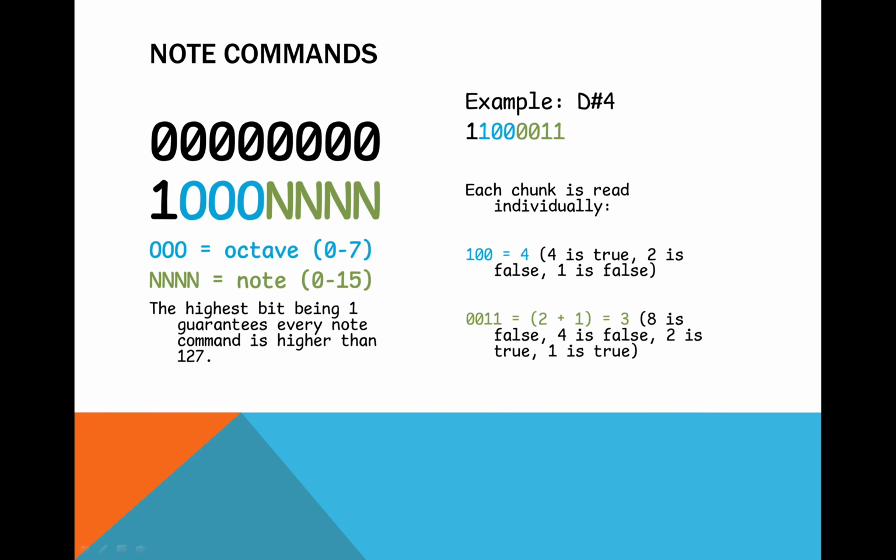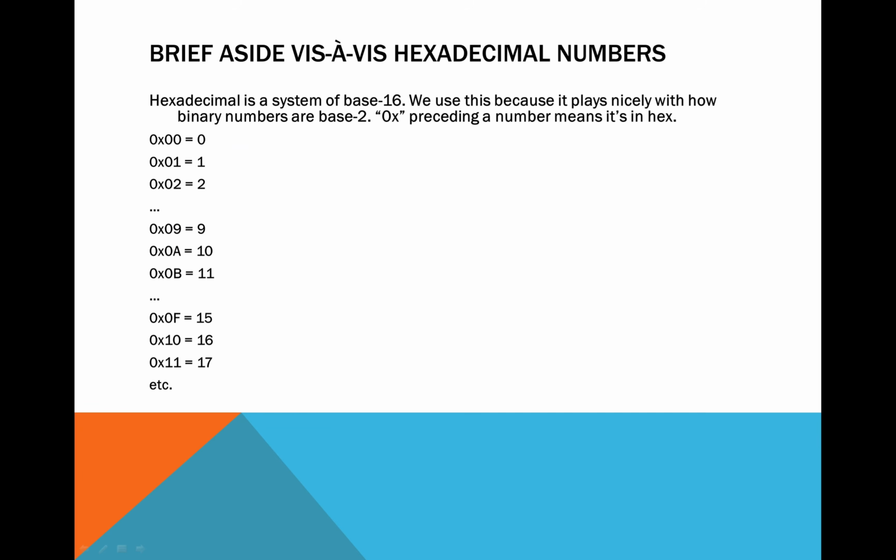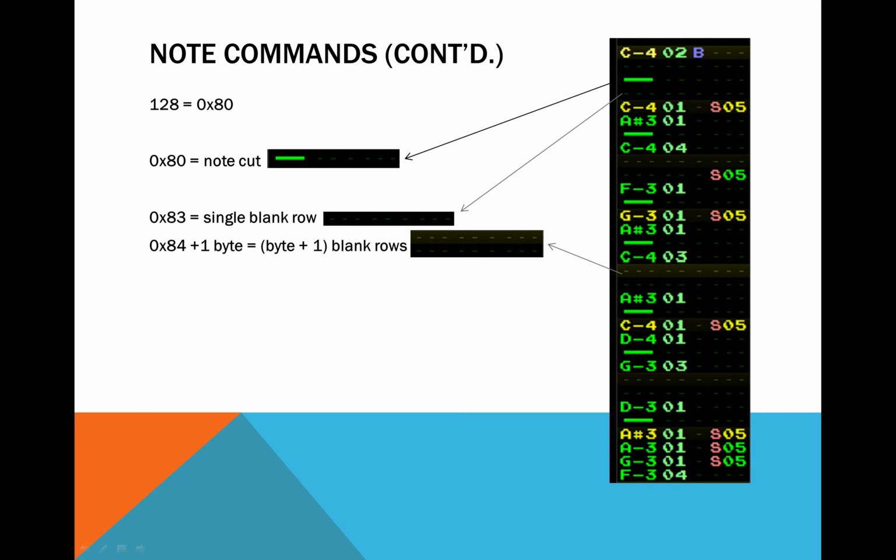Octave 0 is largely unusable in terms of pitch, so that gives us 14 note commands that can be used for things that aren't necessarily notes, but we still want to treat as notes. Fair warning, from here on out, all of the numbers I'm going to say are going to be in hexadecimal because that will make it easier to explain. So note cuts are an easy one and are represented by 80. 83 is a single blank row, which is used for spacing out notes.